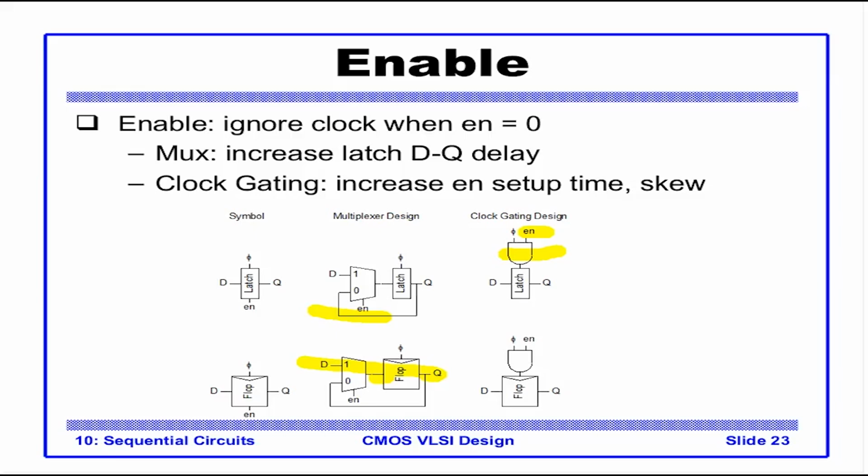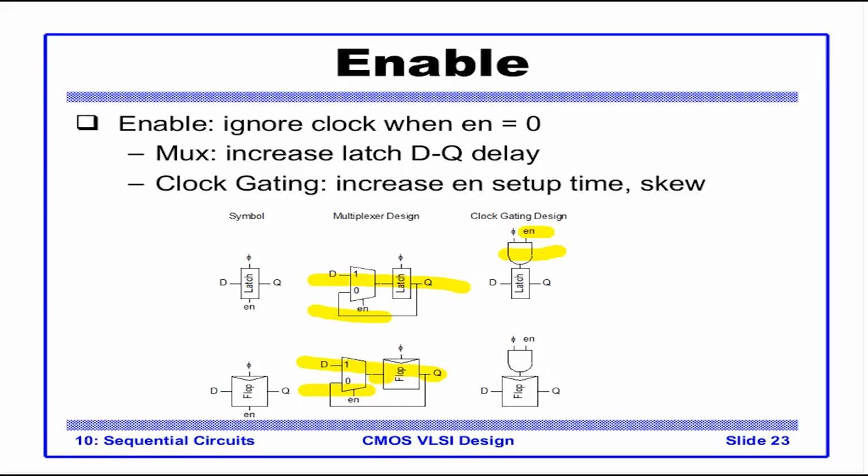Now the disadvantage of a MUX design. This MUX is adding delay in the data path. So in case of a latch, the D to Q delay is increased. However, for a clock gating case, the D to Q path remains the same, but for a flip-flop case, the setup time will increase for enable.